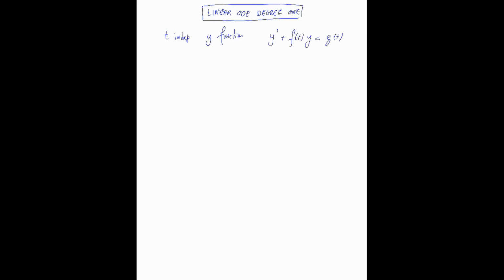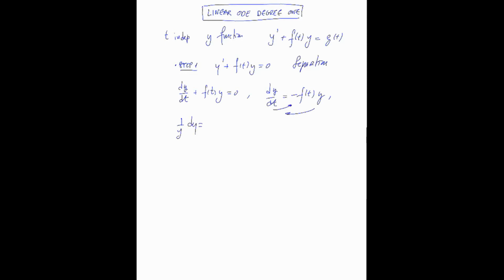Okay, so solving this thing requires two steps. The first step is suppose that the equation were homogeneous, that is y prime plus f of t y equals 0. This is an equation of separation of variables that we have seen earlier, and it's quite simple. Writing dy over dt plus f of t y equals 0, we move dy dt on the left and minus f of t y on the right, and now we do the separation of variables, so the y comes here and the dt goes up. 1 over y dy equals minus f of t dt.